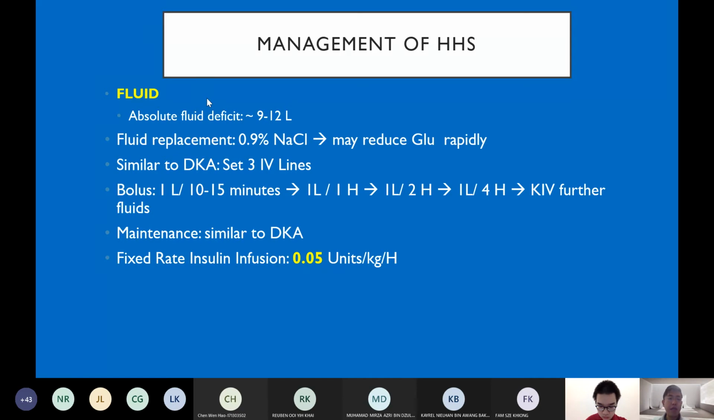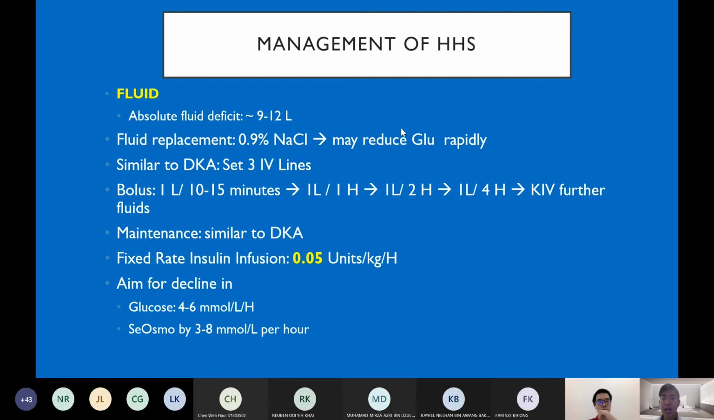Fluid replacement with normal saline itself may actually reduce the blood glucose rapidly without even giving much insulin. But similar to DKA, you need to set up 3 lines to run some fluid boluses and start the maintenance rate similar to DKA. You need to start the insulin infusion at a lower rate, like I mentioned just now, 0.05 units per kg per hour. The aim is to reduce your blood glucose by 4 to 6 millimoles per hour, and serum osmolality by 3 to 8 millimoles per hour, and also never forget thromboprophylaxis.